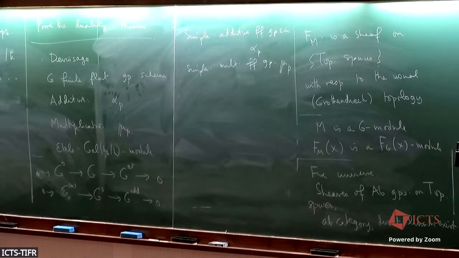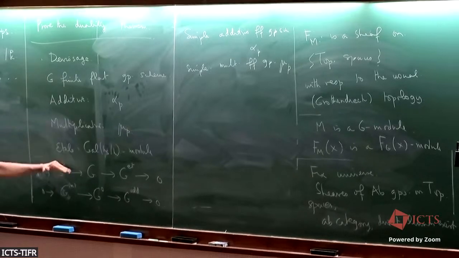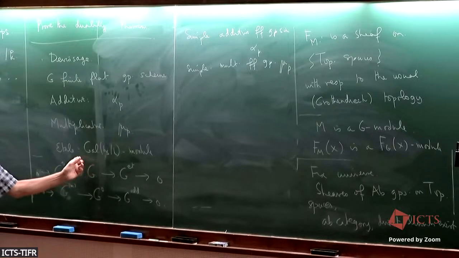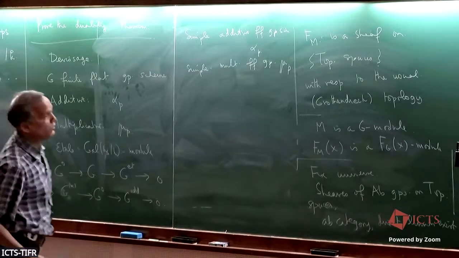So the first step is that dévissage will be used again and again, at some point or the other, to reduce to alpha p, mu p, or the étale cases. So that still doesn't solve the issue.